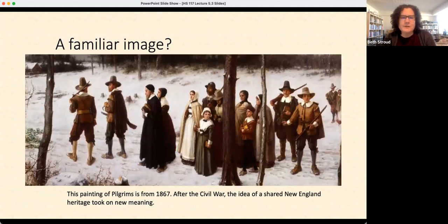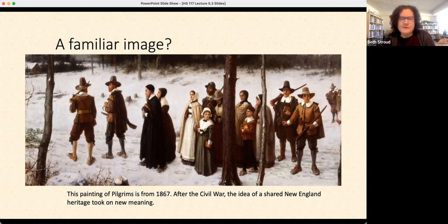You may be familiar with images like these. If you attended school in the United States, images like this may represent what you think of when you think of English colonists in the early period of migration to North America. This painting of pilgrims is from 1867. It purports to depict the pilgrims of 1620 who came over on the Mayflower, but the date of the painting is important.